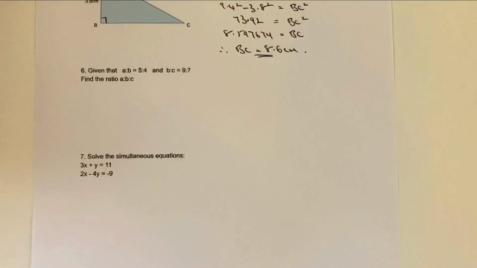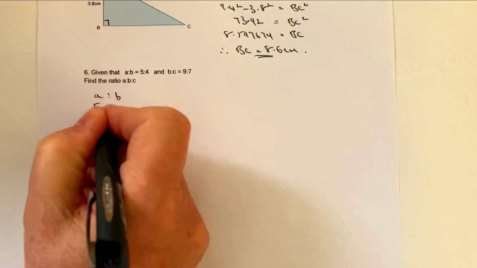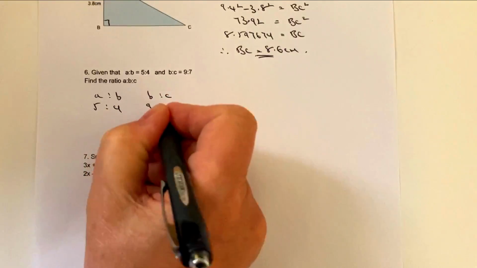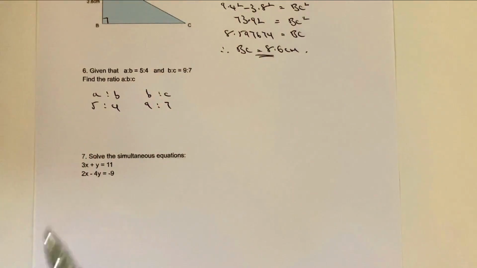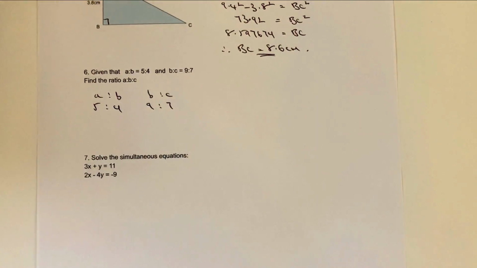Okay, so we've got A to B is going to be 5 to 4, and we've got B to C, and that's going to be 9 to 7. So the problem we've got here is that these two numbers for the values of B are different. So what we've got to do is make them the same.